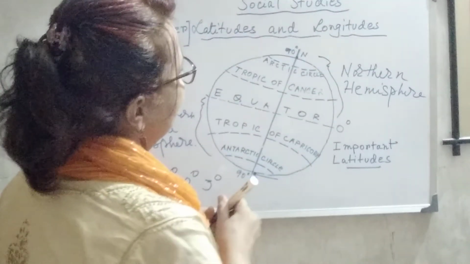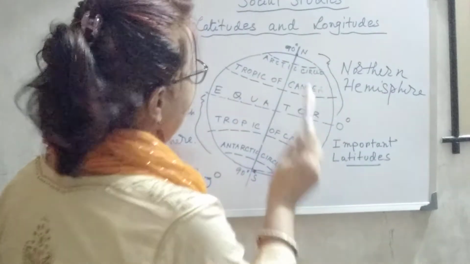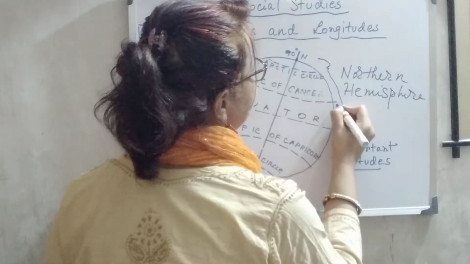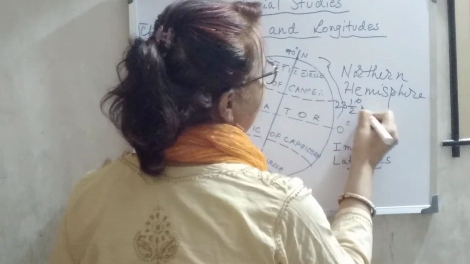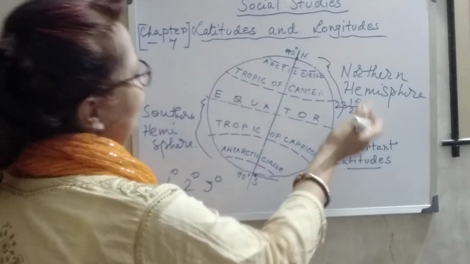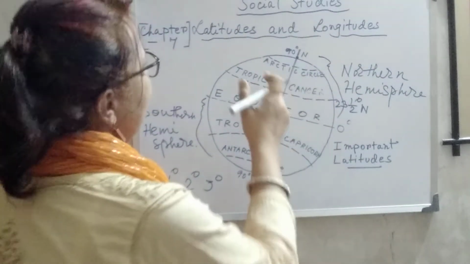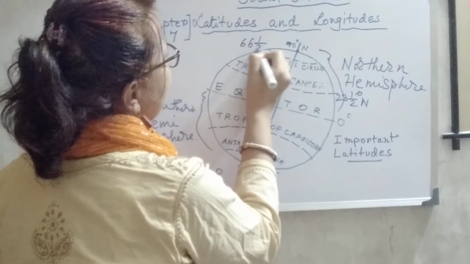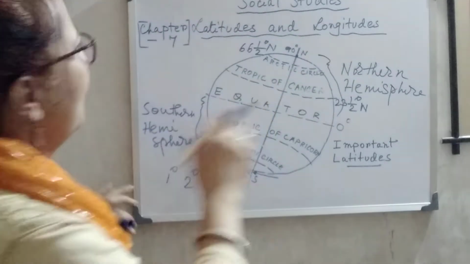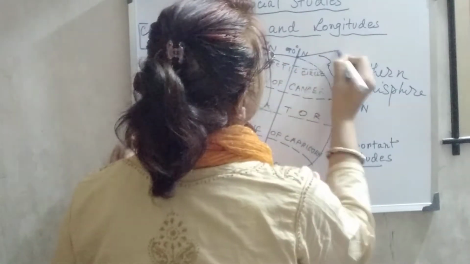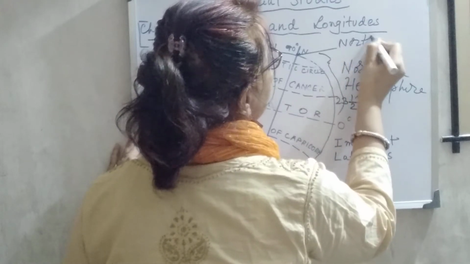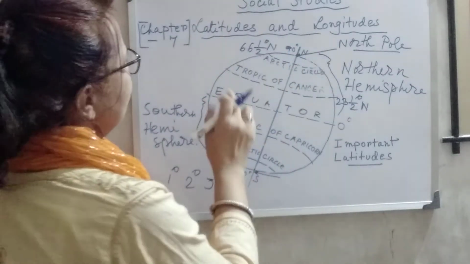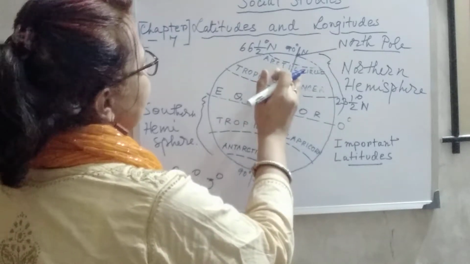So here the main important latitudes are the equator at 0 degree, the Tropic of Cancer in the northern hemisphere at 23.5 degree N. As it lies in the northern hemisphere, we must write it as 23.5 degree N. And the Arctic Circle, you can see here, it is 66.5 degree N, that means north. And the North Pole, it is 90 degree N.